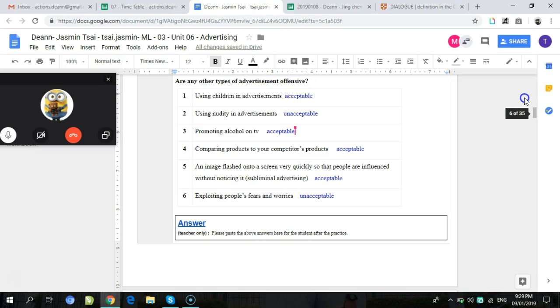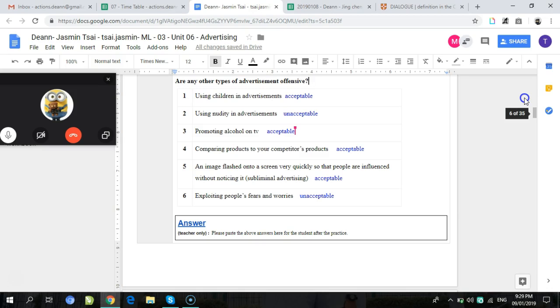Number 5, an image flashed onto a screen very quickly so that people are influenced without noticing it. Subliminal advertising. I think it is acceptable, but actually I don't remember some allegations that they have, it might not be true, right? Okay, so thank you for sharing about that.